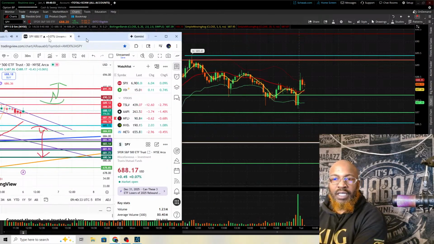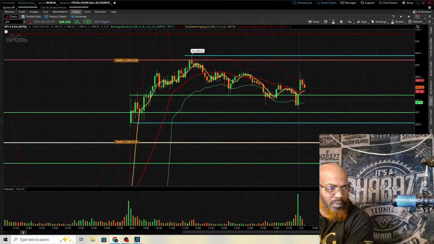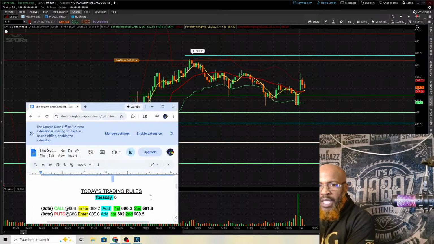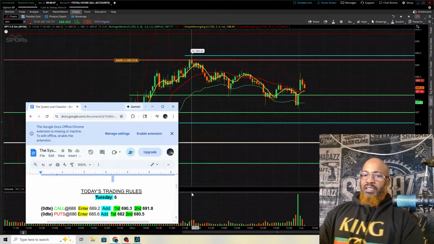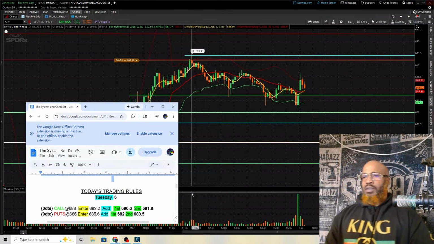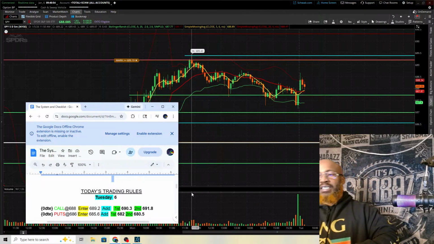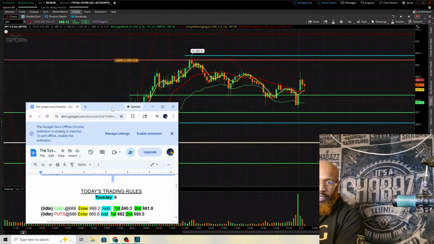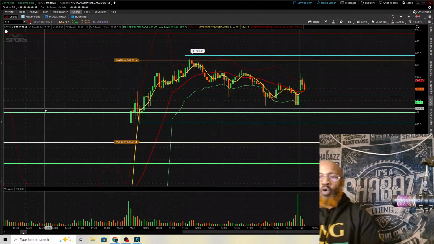Just want you to see exactly what I'm looking at, where my alarms are set, and what my plan is. Call above 689 area. Put below 685.6 area. Nothing is exact. We only deal with areas and probabilities of one thing taking place over another.